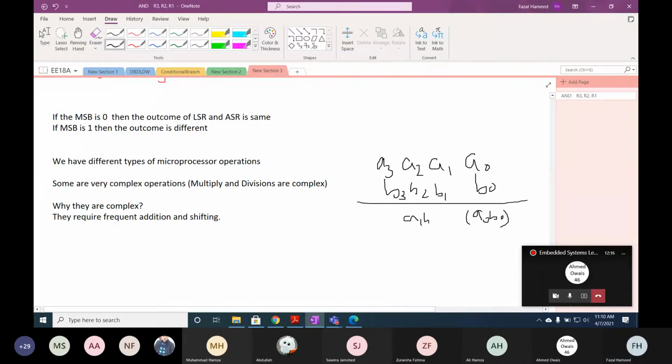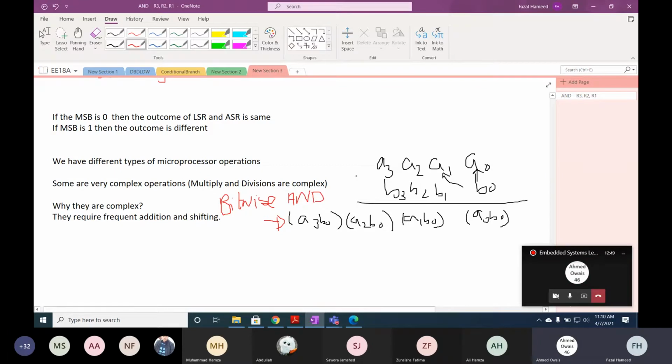Then A1 B0. Then what do you calculate? A2 B0 and then A3 B0. So this is the first step of operations. If you look at this first step, what is this operation? This one is a bitwise AND operation. We perform a bitwise AND operation of B0 with all the individual bits of A. Am I right or not?